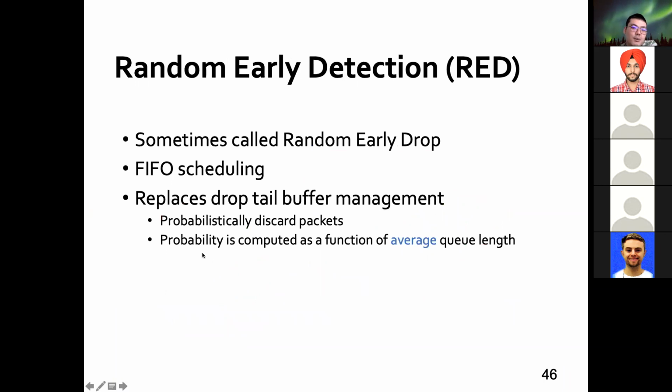RED. So RED is a random early detection method. Okay, so we are using RED. So you need to know what RED is, right? So this is random early detection, and we drop from the buffer.